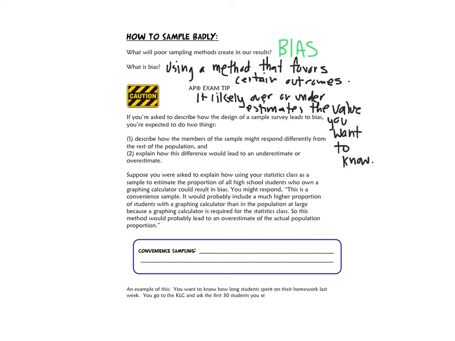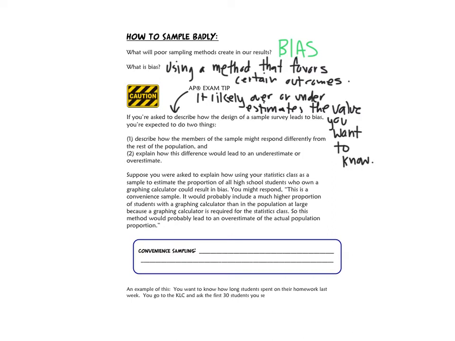So here is an AP exam tip. That's what I wanted this to be. If you're asked to describe how the design of a sample survey leads to bias, you're expected to do these 2 things. First, describe how the members of a sample might respond differently from the rest of the population, and then second, explain how this difference would lead to an underestimate or an overestimate.